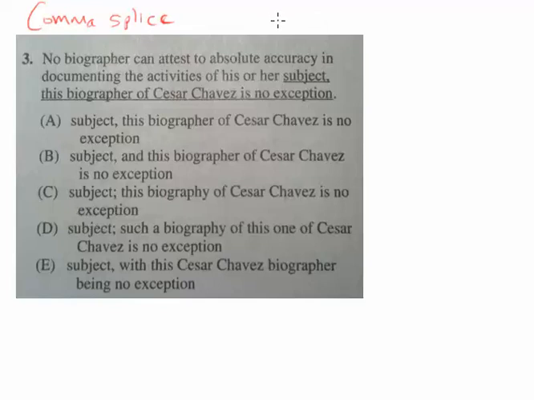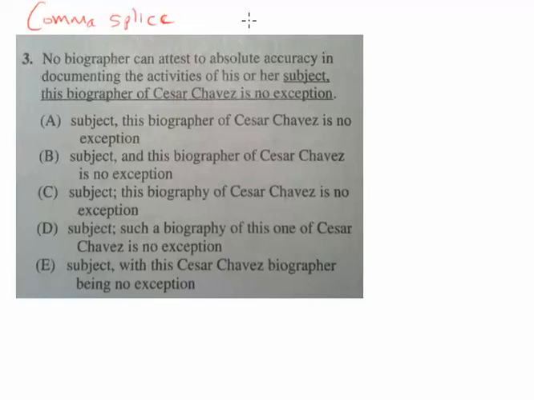If we're going to separate two complete sentences with a comma, we need a comma and a conjunction. So remember, conjunctions are words like and, but, for, so, nor, and or. Let's read this sentence to see what's going on. No biographer can attest to absolute accuracy in documenting the activities of his or her subject. This biographer of Cesar Chavez is no exception.